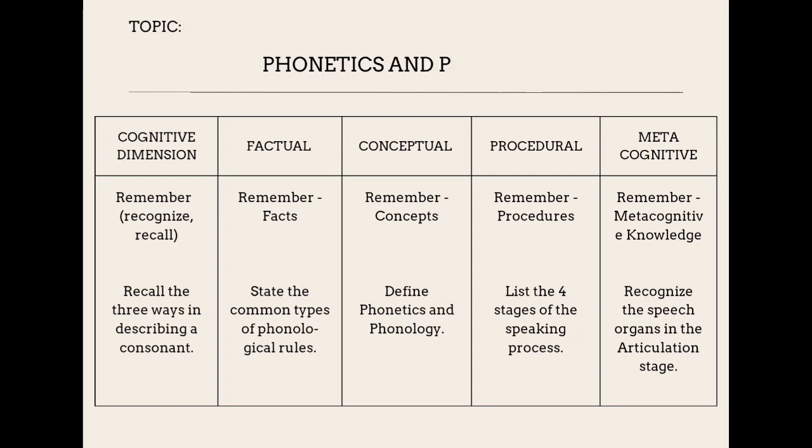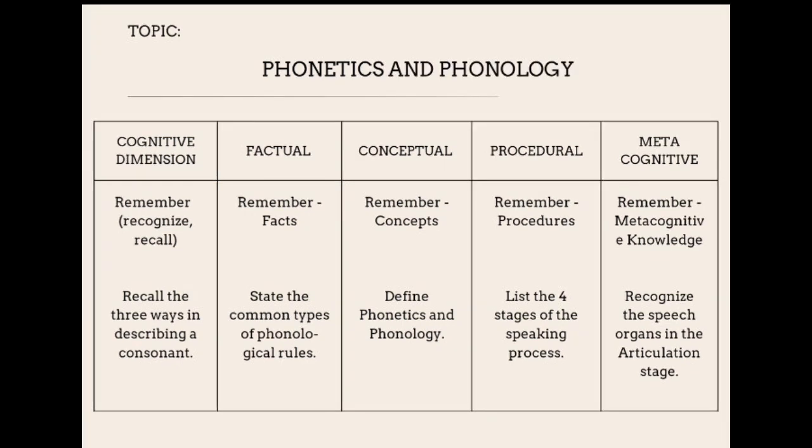So I have a table here which you can see the revised taxonomy with 2 dimensions of the cognitive domain. In the first column we have the cognitive dimension, and the second column is the factual. Next is conceptual, procedural, and metacognitive.